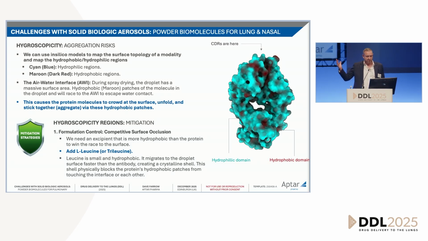So you can see here we've got cyan regions which are hydrophilic, and the maroon regions which are hydrophobic. And the issue really here is that the hydrophobic domains are going to move to the air-water, liquid interface of a droplet during the drying process. So we can see that quite a lot of those are in the complementarity determining regions. Those obviously are part of what's required for the selectivity and the docking of the target epitope. But we need to obviously deal with that. So adding something like leucine to our formulation is a real good first step that hopefully should make it to the surface before the modality. But let's prove that and let's work out how much leucine we might actually need.